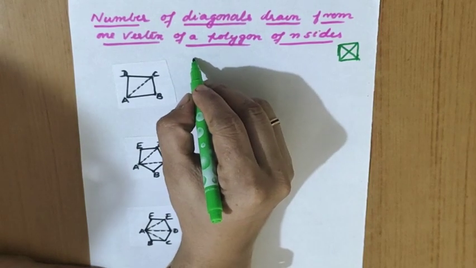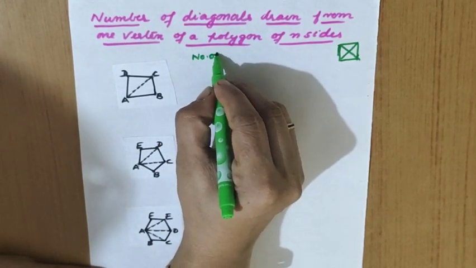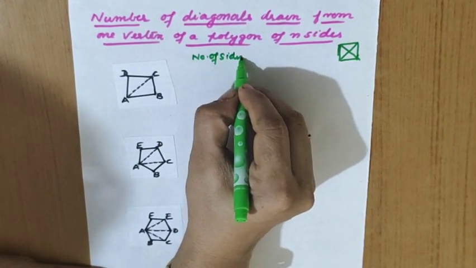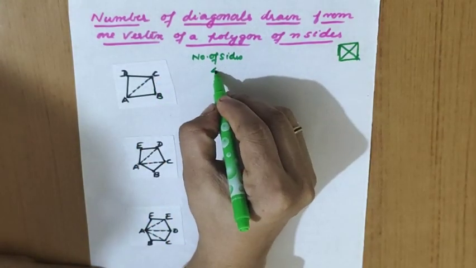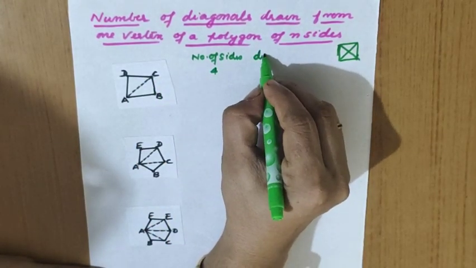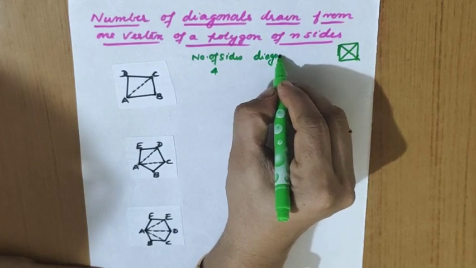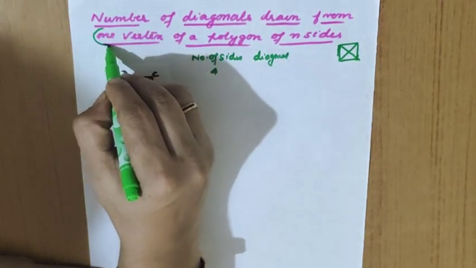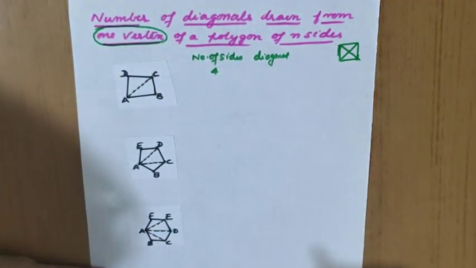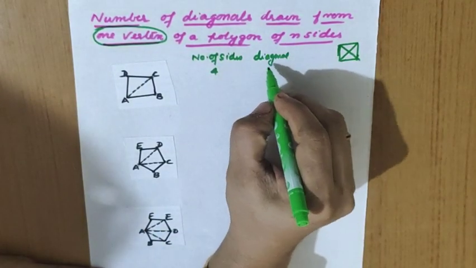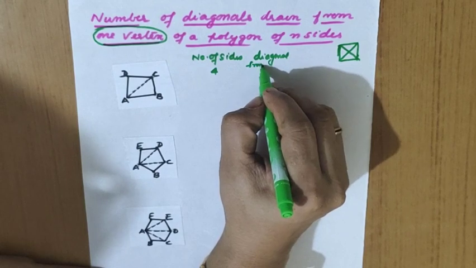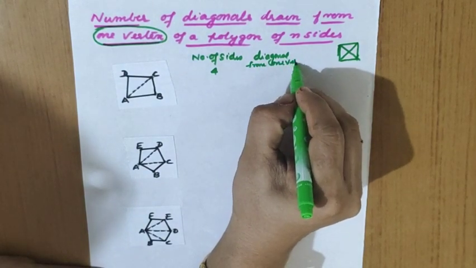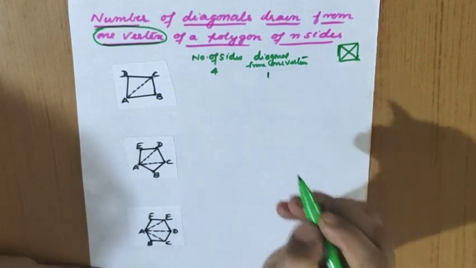So first I'll check the number of sides only. What is the number of sides for this polygon? The number of sides is equal to 4. And how many diagonals have we drawn here? Diagonals from one vertex. Remember this word, one vertex. We are not drawing all the diagonals. So diagonals from one vertex, how many? It is only 1.